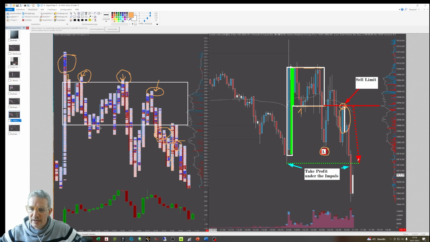And now I have a logical exit for my trade, and the exit must be under the start of the impulse. I know it's a little bit difficult to combine all these ideas, but it is very important to do it, to learn it, and to watch often for examples like this.